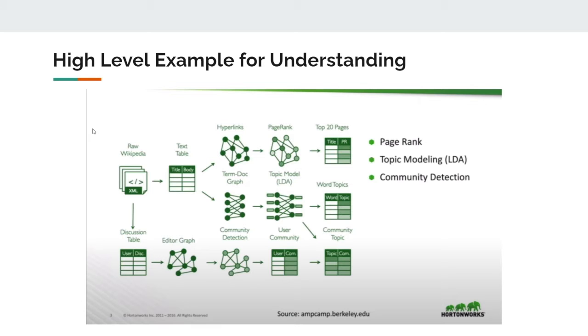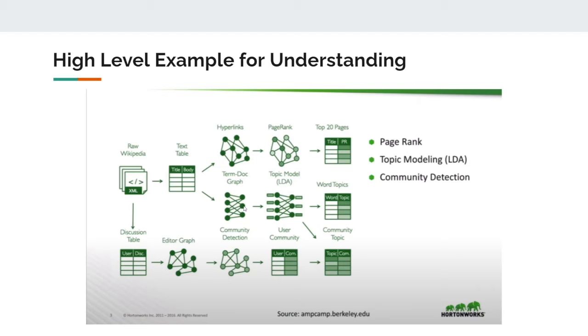So if what I said didn't make too much sense, here's a demonstration of how GraphX could be used. We have the raw data coming in from Wikipedia. From that raw data, you could make a text table with title and body. From that, you could create different graphs. One graph you could do is the hyperlinks from Wikipedia. Then you could use a graph algorithm, page ranking, and you get the top 20 pages. That's all something that GraphX could facilitate: doing that graph algorithm and forming the graph.